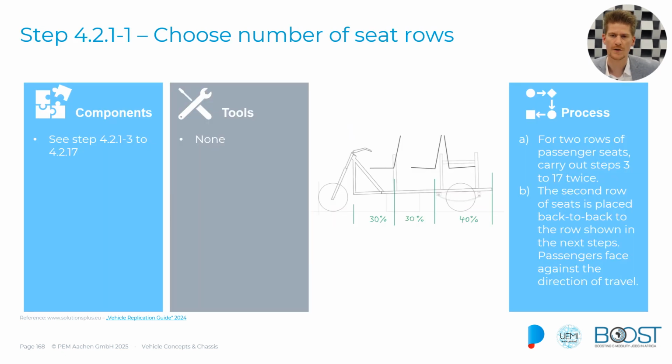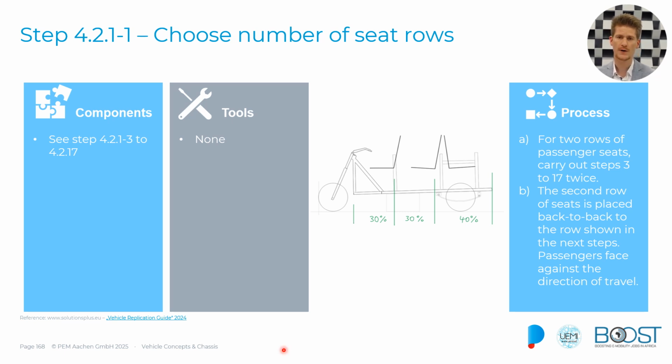So let's start with the first step, which is to choose the number of seating rows. As mentioned before, you can have as many seating rows as you'd like. We currently plan with 2 seating rows, but we're just going to show you 1. If you want to have 2 seating rows, you need to carry out steps 3 to 17 twice, which is basically analogous, once for the second and once for the third row.